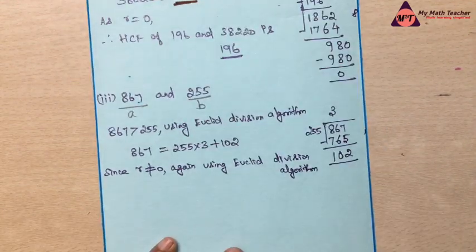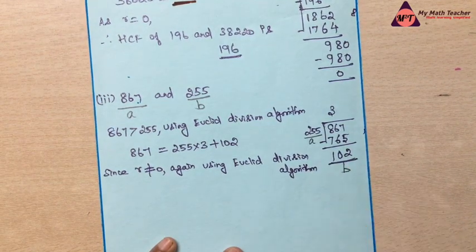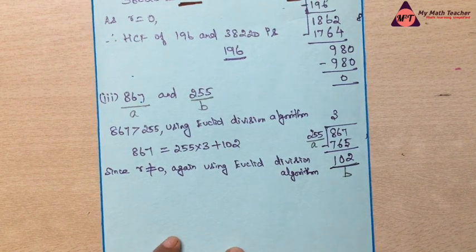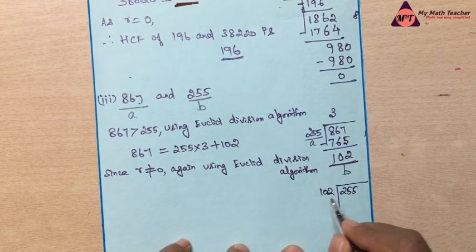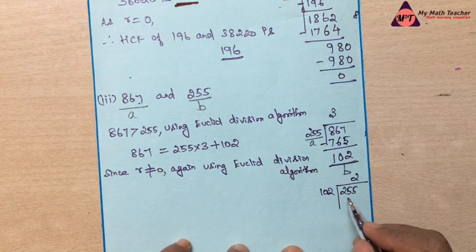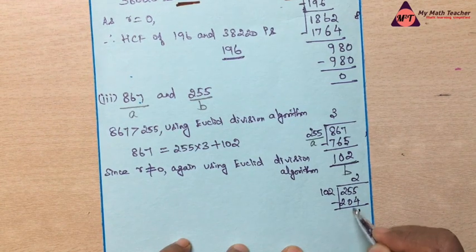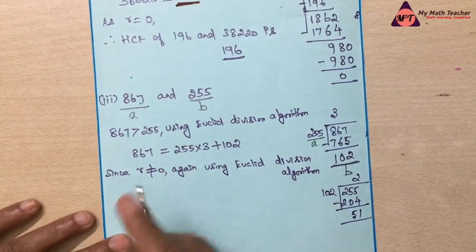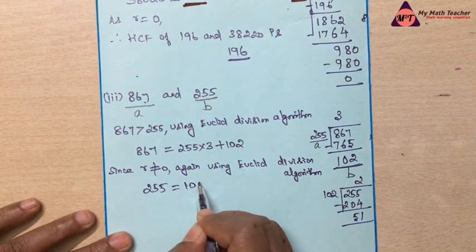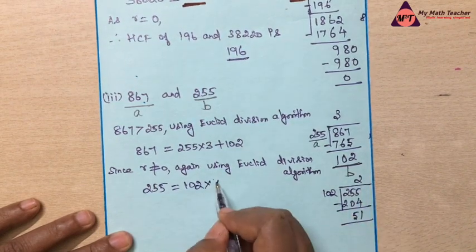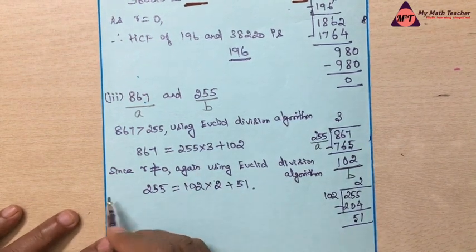Now we are taking these two numbers to the division. This will be taken as A and the remainder will be taken as B. 255 will be divided by which number? 102. There will be 2 hundreds. So 2 times 102 is 204, subtract, the answer is 51. Okay. Here, what is the dividend? 255 is equal to 102, the divisor, multiplied by the quotient 2 plus the remainder 51. Again, R is not equal to 0.